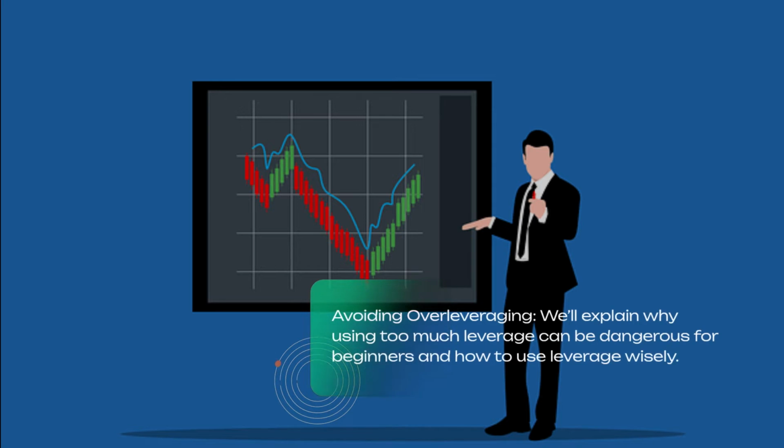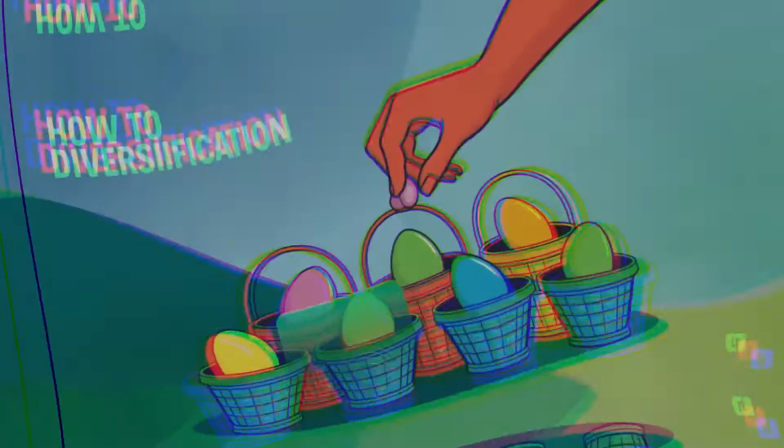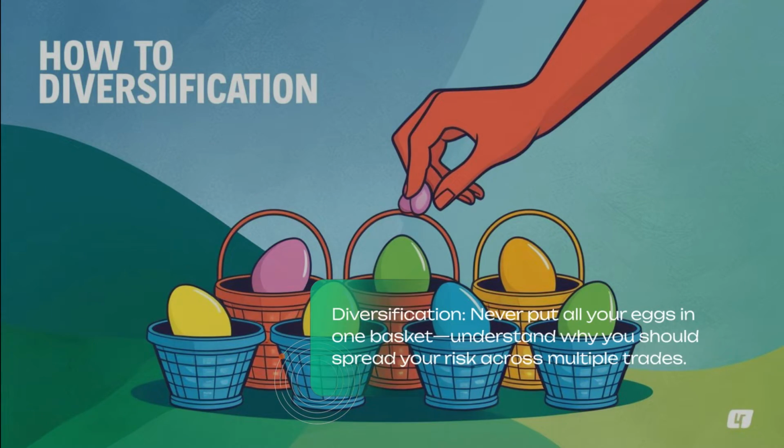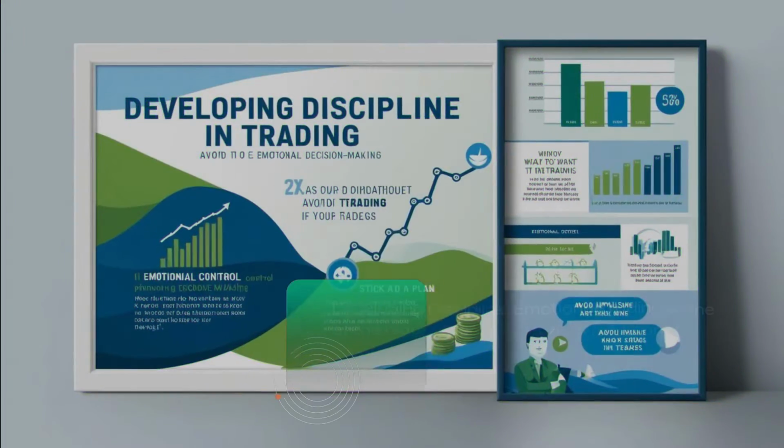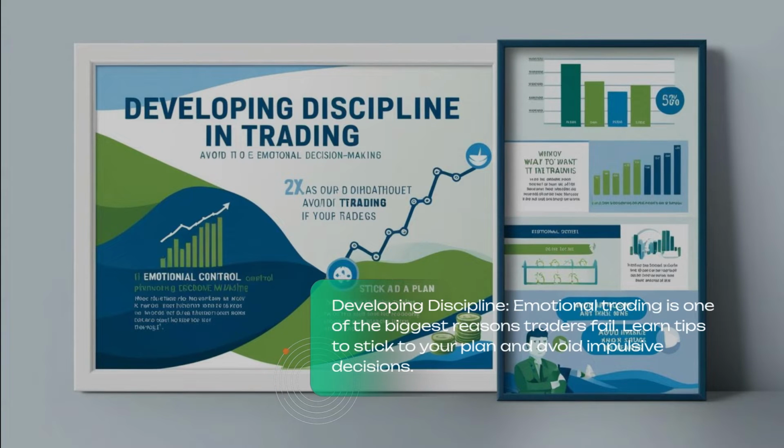Avoiding overleveraging. We'll explain why using too much leverage can be dangerous for beginners and how to use leverage wisely. Diversification. Never put all your eggs in one basket. Understand why you should spread your risk across multiple trades. Developing discipline. Emotional trading is one of the biggest reasons traders fail. Learn tips to stick to your plan and avoid impulsive decisions.